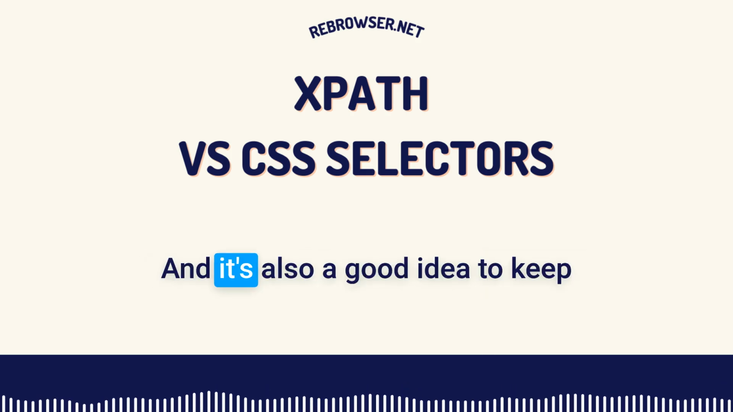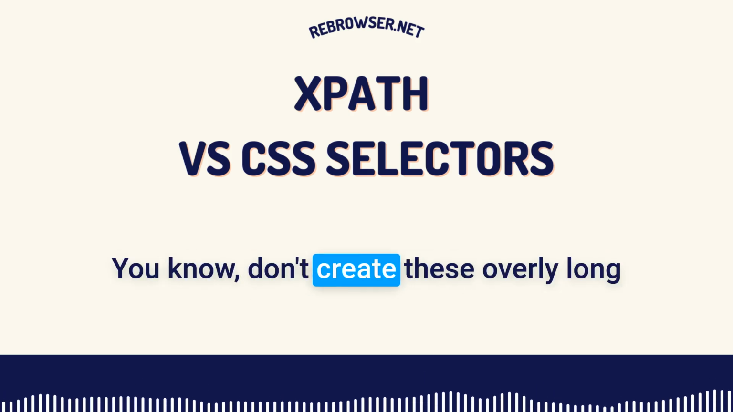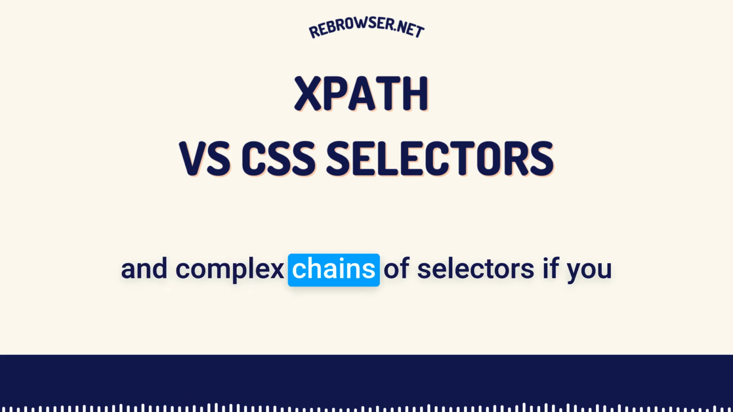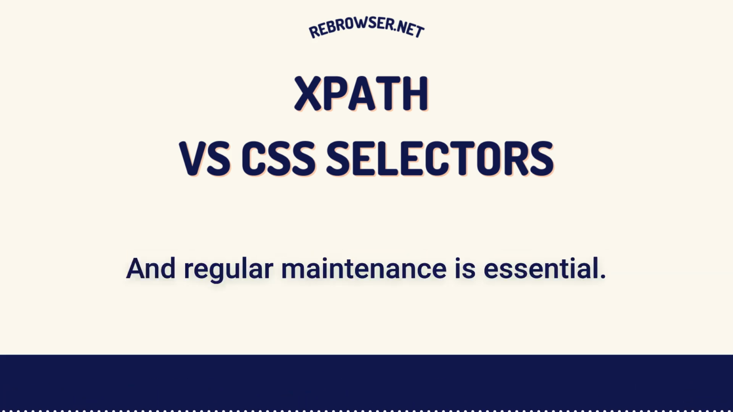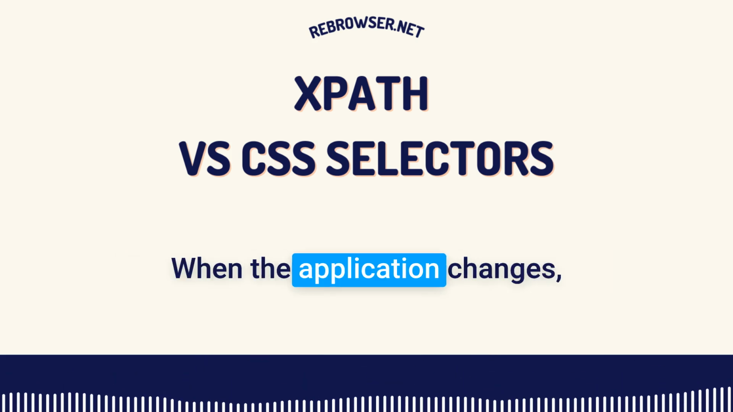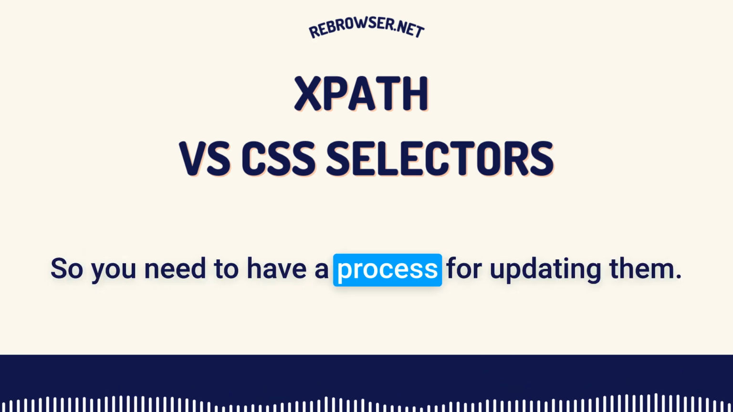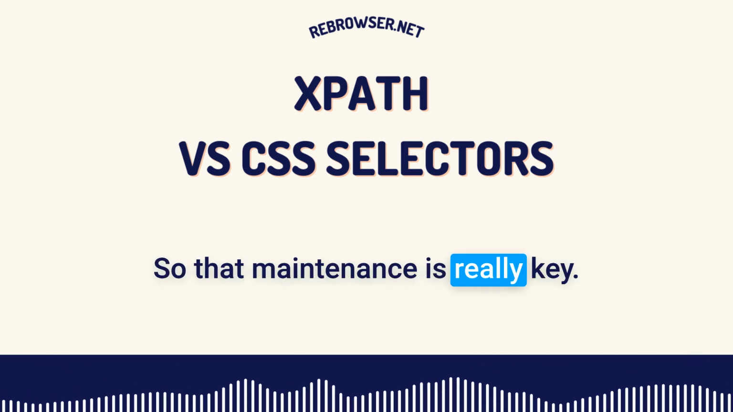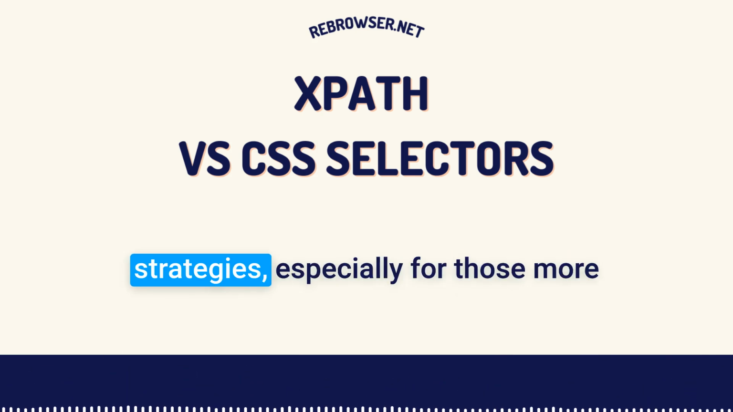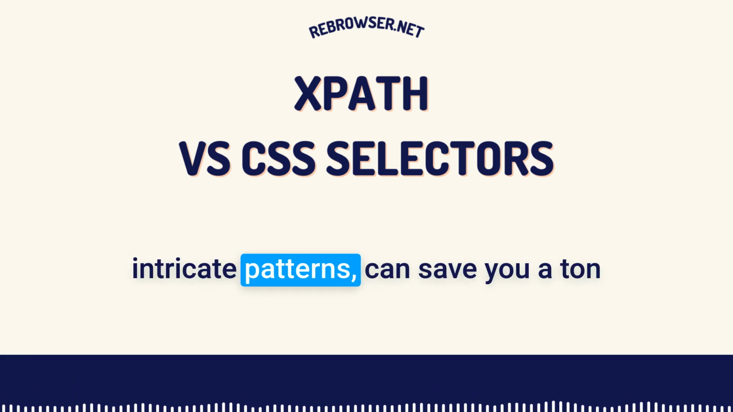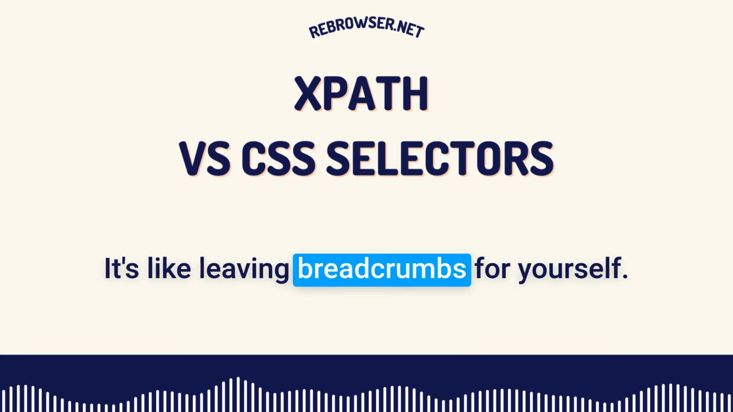Exactly. And it's also a good idea to keep your selectors as simple as possible. Don't create these overly long and complex chains of selectors if you can target the element more directly. And regular maintenance is essential. When the application changes, your selectors might break. So you need to have a process for updating them. So that maintenance is really key. It's super important. And documenting your selector strategies, especially for those more intricate patterns, can save you a ton of time and frustration down the road. It's like leaving breadcrumbs for yourself.